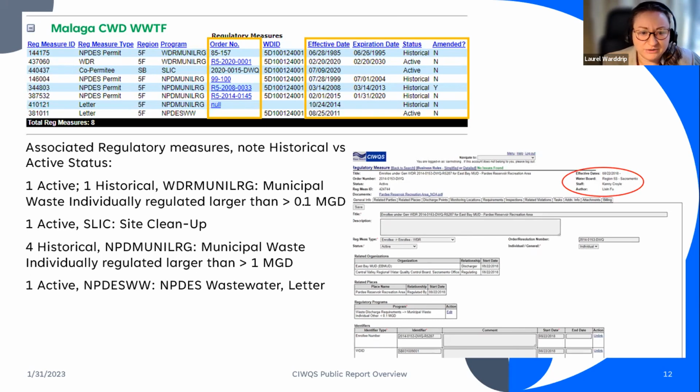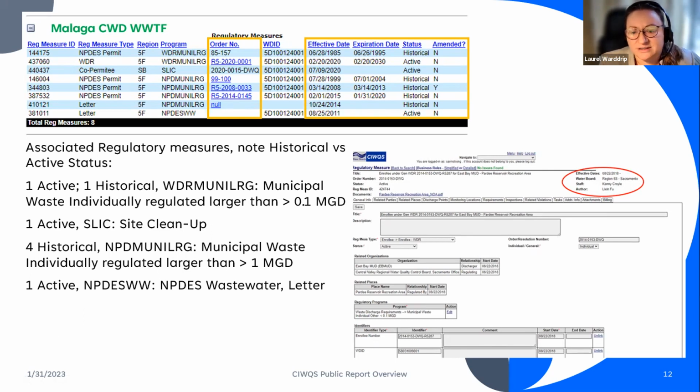So it is also helpful to know those acronyms for waste discharge requirements, or WDR, and NPD being an NPDES action. And there's a second part of it here where it has this WDR Muni large, and that means it actually has a sizing to it with the acronym of it actually being over 0.1 million gallons per day as being large. There's a site cleanup active measure here, some historical ones for NPDES, and then one active NPDES wastewater letter. So it kind of helps you get a picture of the facility.